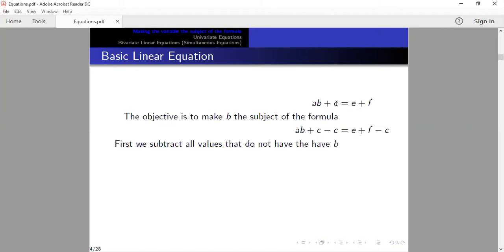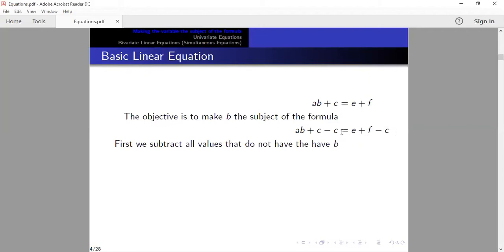So we need to remove this adding number. Now, this adding number is positive. So how do you remove a positive adding number? You include a negative number, so that we have plus C minus C equal to 0. Remember, the objective is to make B stand alone. And if we subtract C on the left, we also subtract C on the right.